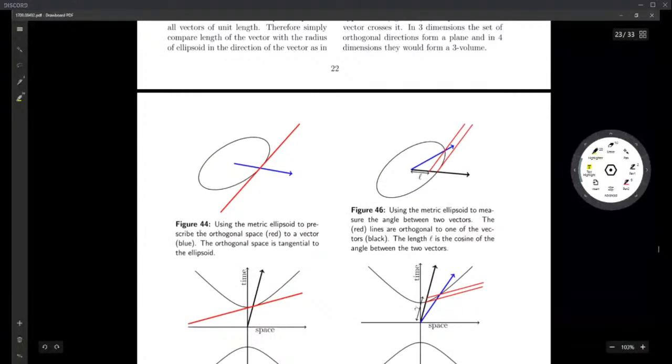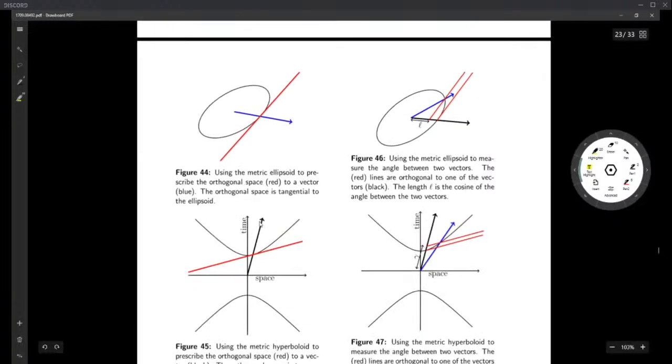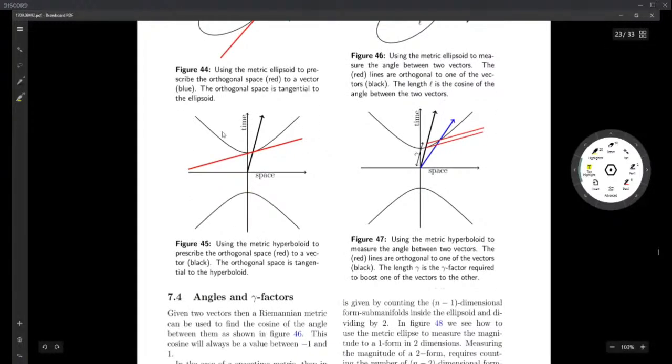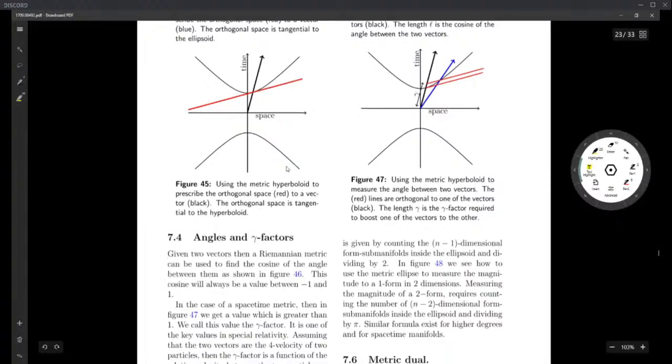So if you have a vector, this is your metric, and using this you can find out what's orthogonal to the vector, and you can thus create a plane out of it, right? And this is pretty much the same thing but in space-time. So your hyperboloid is used to specify the metric, and if this is a vector, your metric can tell you what's perpendicular, and out of that you can form a plane.